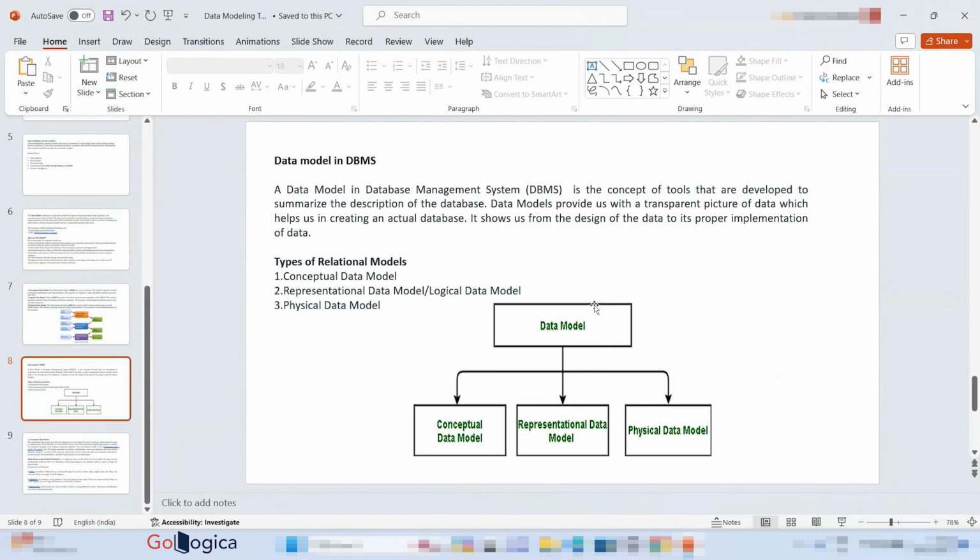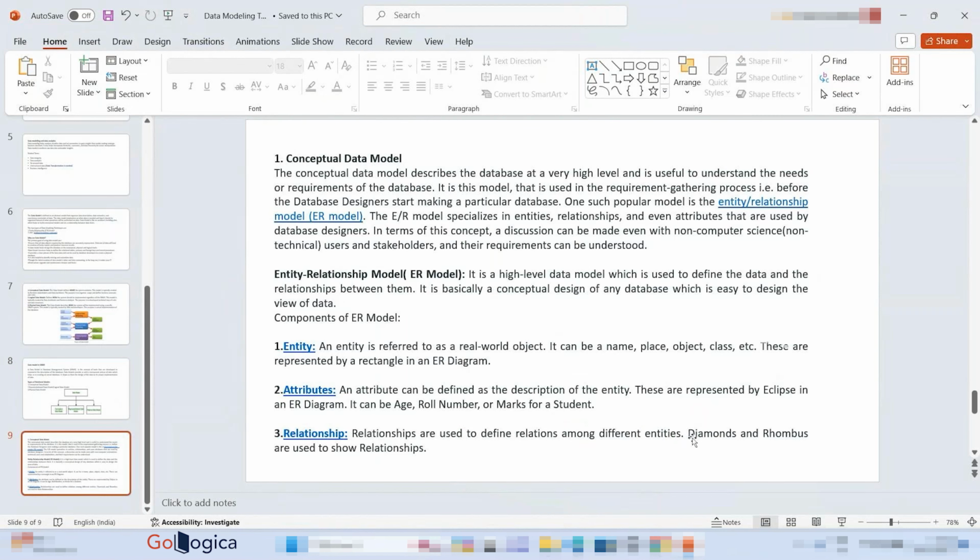So these are the same diagrams of the data model: conceptual, this is the logical and physical, and we have this.